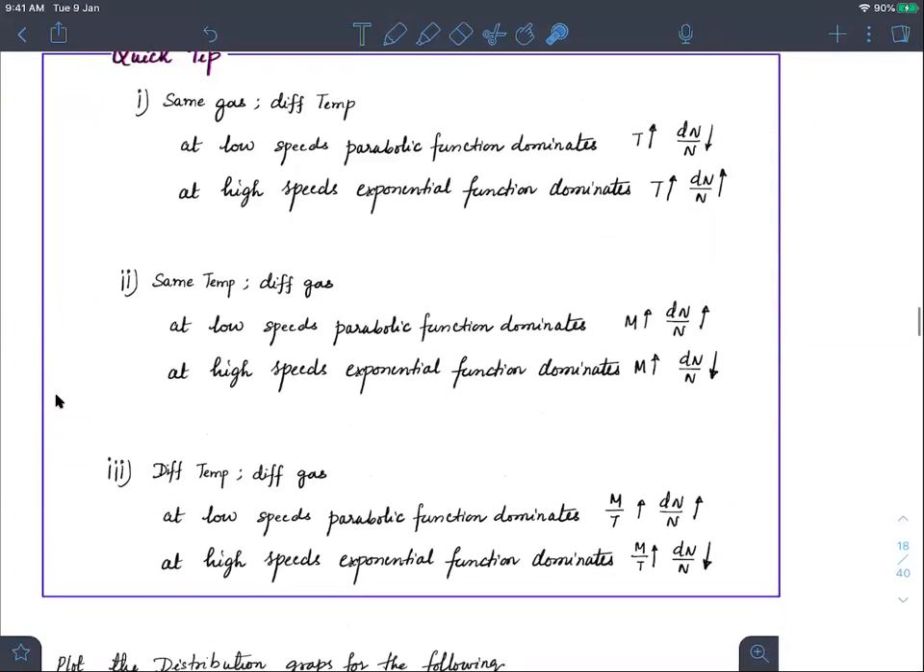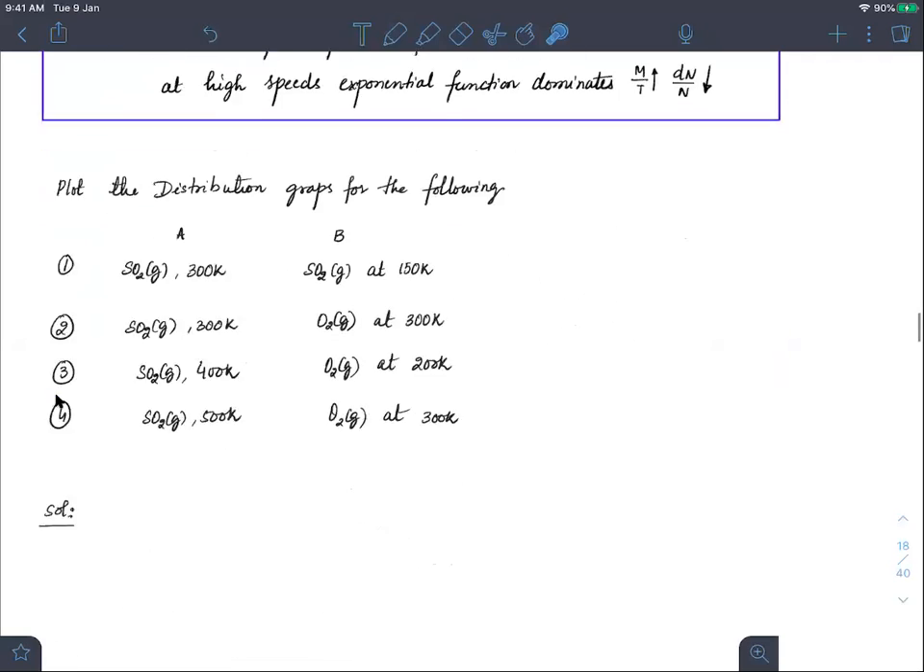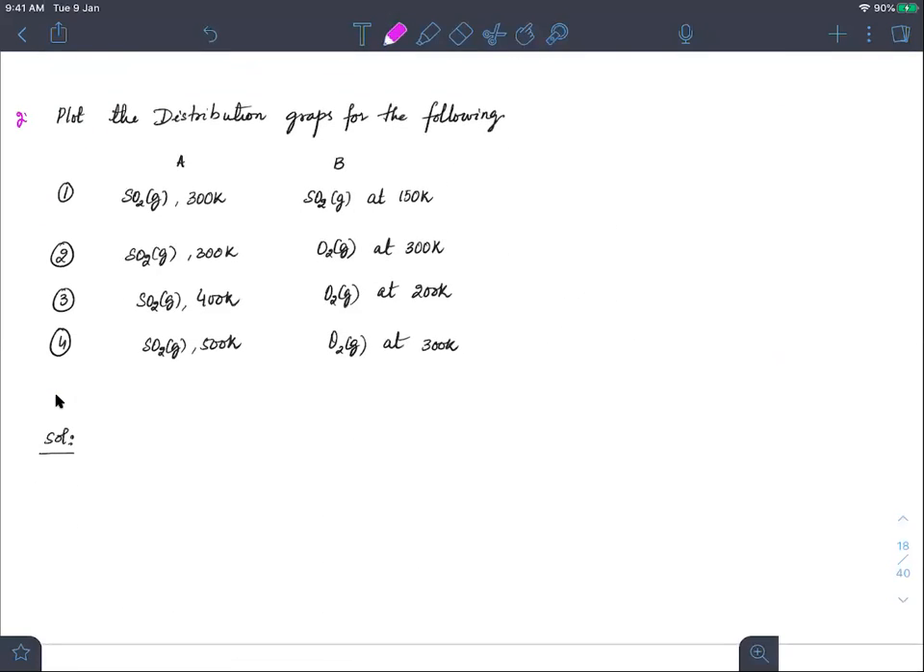Same way, same temperature, different gases. मोलर मास इंक्रीज हुआ तो dn by n इंक्रीज होगा पैराबोलिक पार्ट के लिए, और dn by n डिक्रीज होगा एक्सपोनेंट पार्ट के लिए. Different temperature, different gas, then just check out the m by T ratio. If m by T ratio is more, the parabolic part dominates. M by T ratio is more, the exponent part will be less. Okay, so this was asked in 2003. Got it?